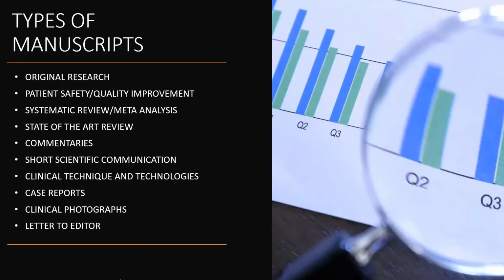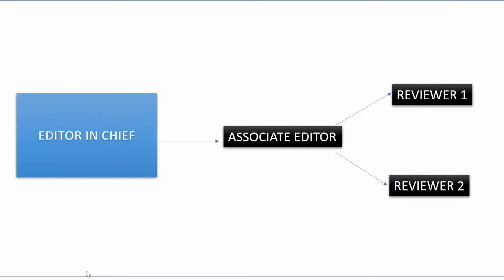So what type of manuscripts do we accept? Right now, there are original research, patient safety, systematic review, meta-analysis, state-of-the-art review, commentaries, short scientific communication, clinical techniques and technologies, case reports, which really have to be novel to get published in this journal, clinical photographs, and letter to the editor. So how does this review process go?